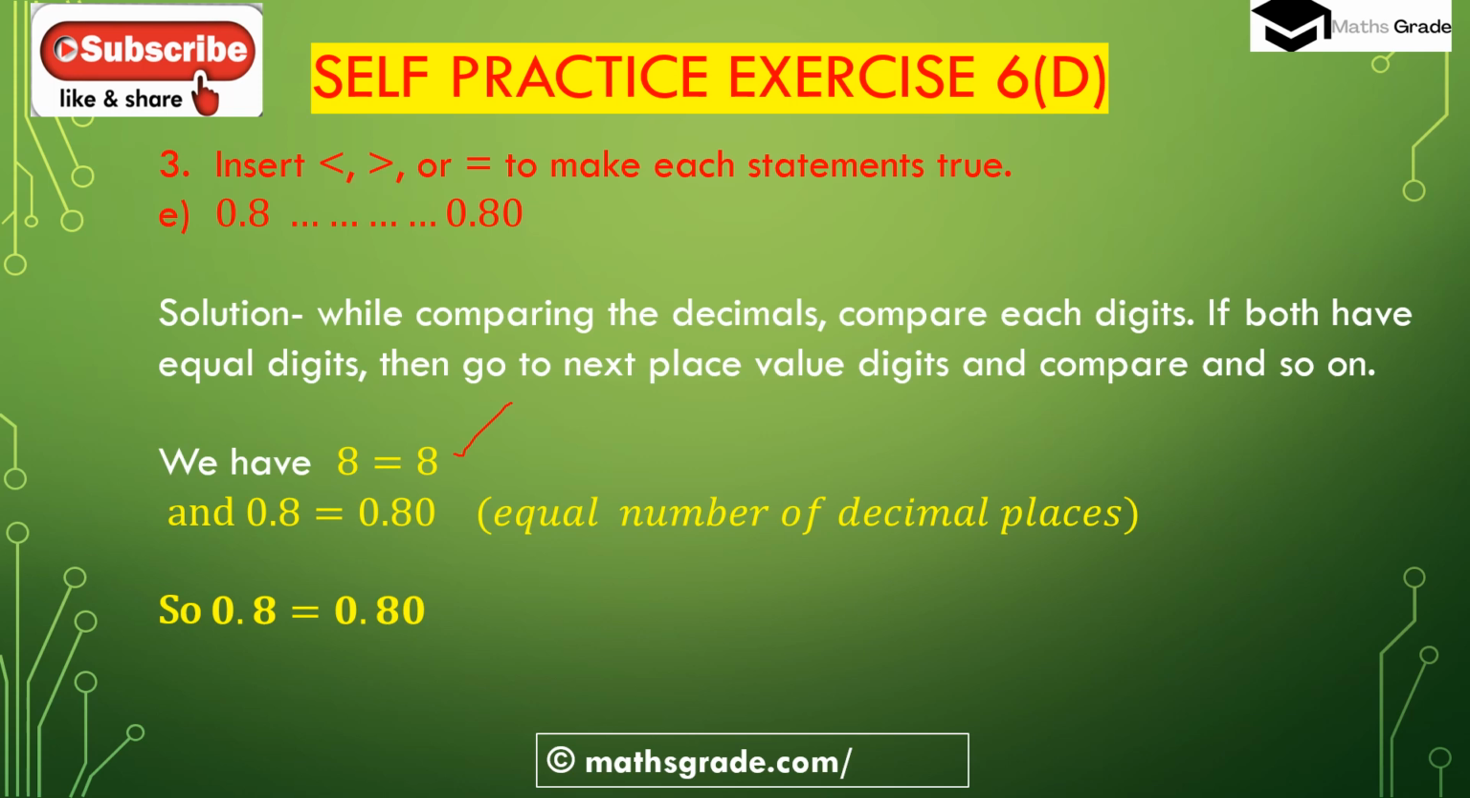Now 0.8 is equal to 0.80. Equal number of decimal places, so now 0.8 is equal to 0.80. Both are like decimals. So 0.8 is equal to 0.80.